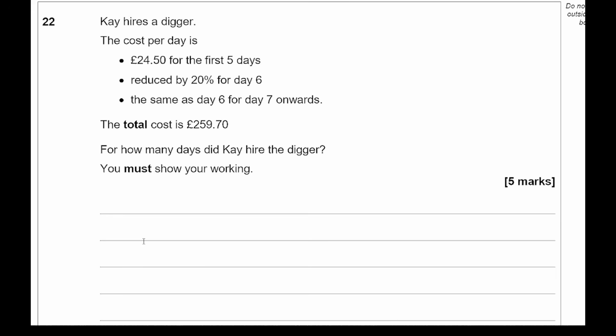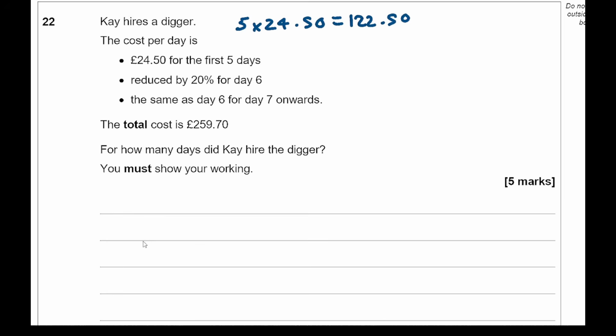So for this, what we need to do first, now if I did 5 times £24.50 and I type that into my calculator, I get an answer of £122.50.